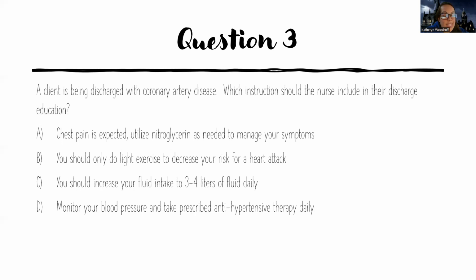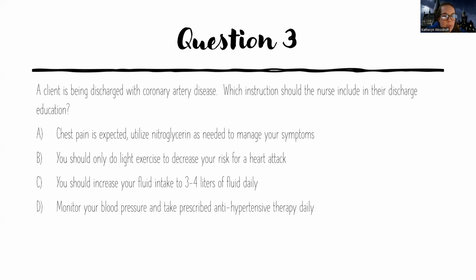C says you should increase your fluid intake to 3 to 4 liters of fluid daily. Hypertension sometimes goes with coronary artery disease, and we definitely don't want them to have too much fluid. In cardiovascular health we want them hydrated, but it's not like respiratory, where we want them to have more fluids. I don't see how 3 to 4 liters a day is going to help in CAD. It could overload the heart or put more pressure on the blood vessels, which could stress them out more. So I don't like that one either.